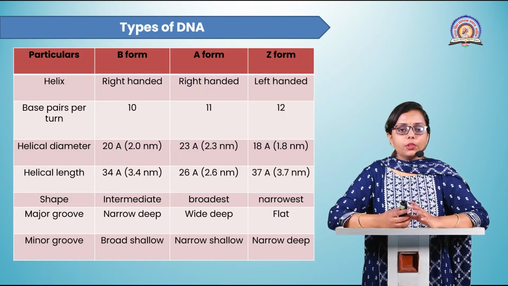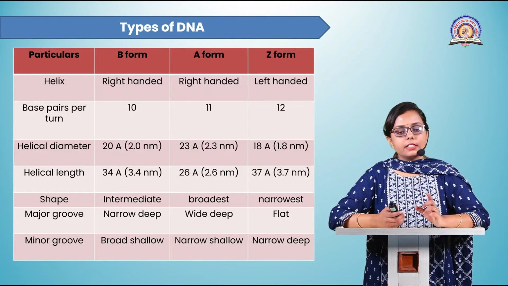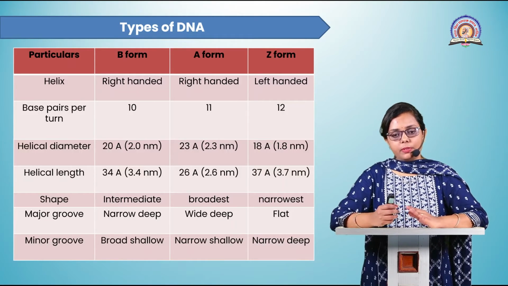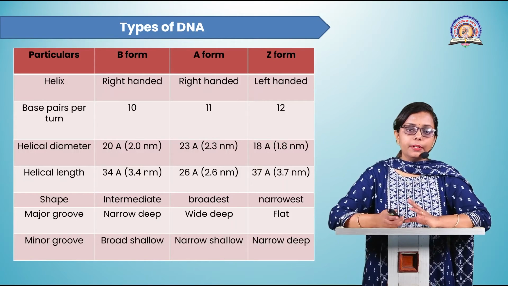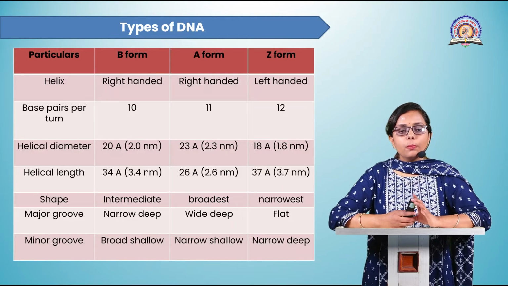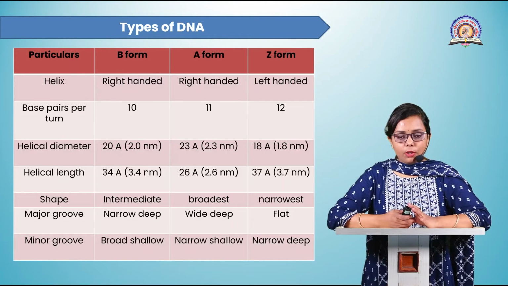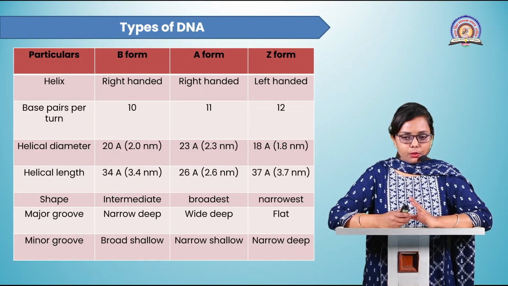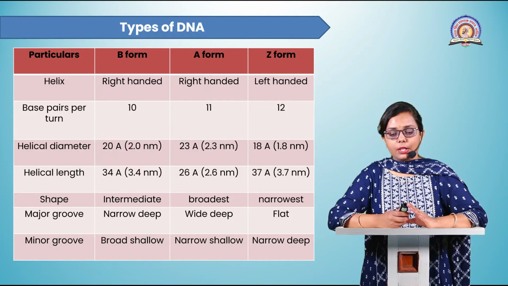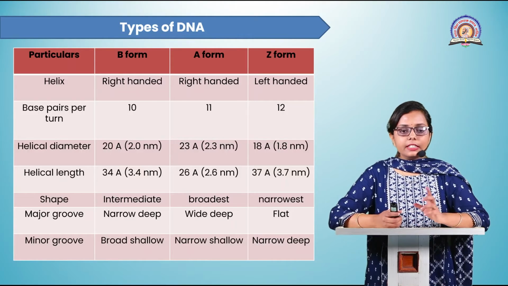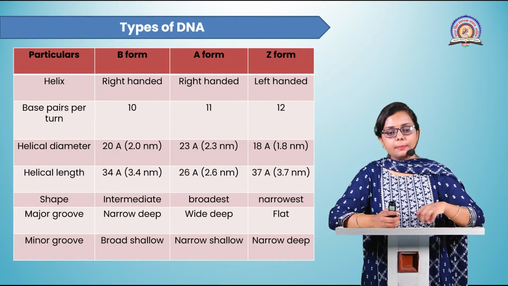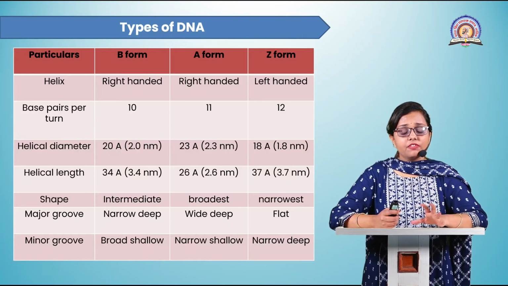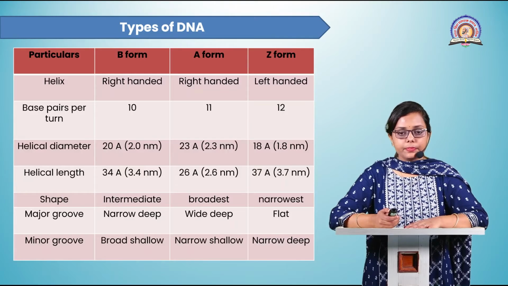So the major groove of the B form is narrow and deep. In the A form, it is wide and deep, and in the Z form, it is kind of flat compared to the B form and A form. The minor groove of the B form is broad and shallow. The minor groove of the A form is narrow and shallow, and in the Z form, it is narrow and deep. Remember again, these major grooves and minor grooves are the places where the transcription machinery and various proteins, transcription factors, attach.